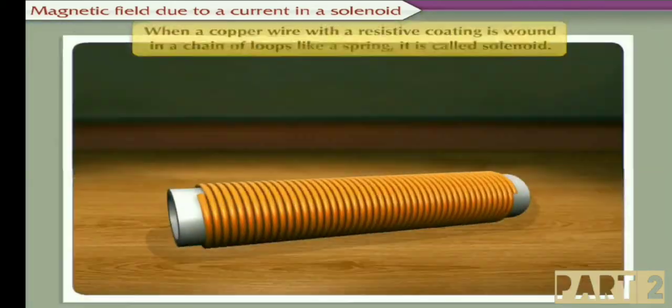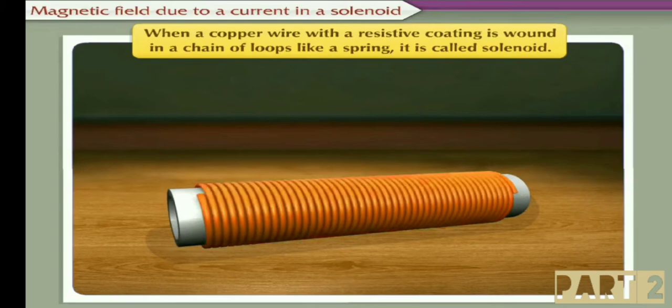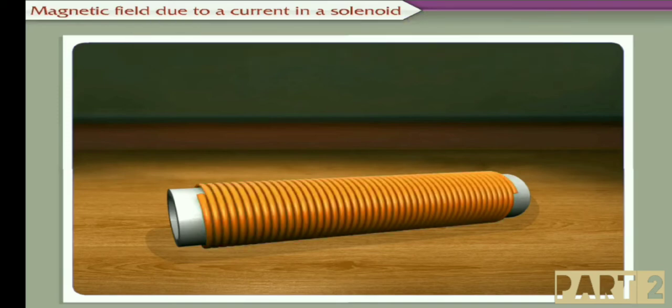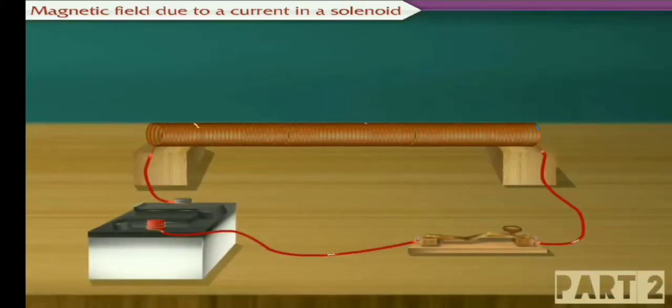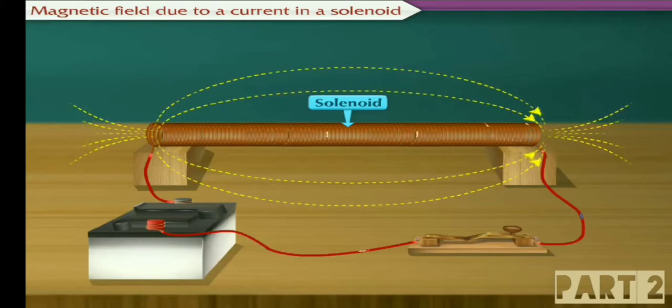Magnetic field due to a current in a solenoid. When a copper wire with a resistive coating is wound in a chain of loops like a spring, it is called a solenoid. Whenever an electric current passes through a solenoid, magnetic lines of force are produced.